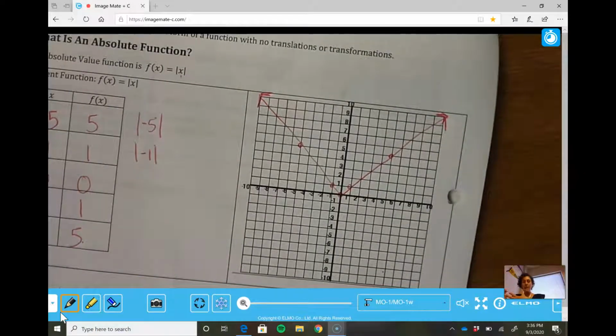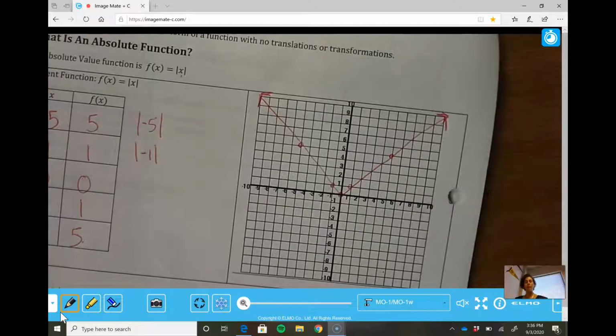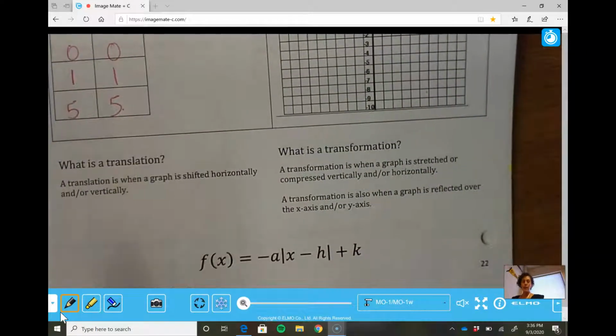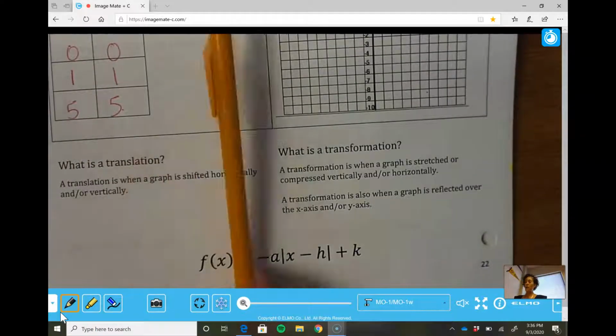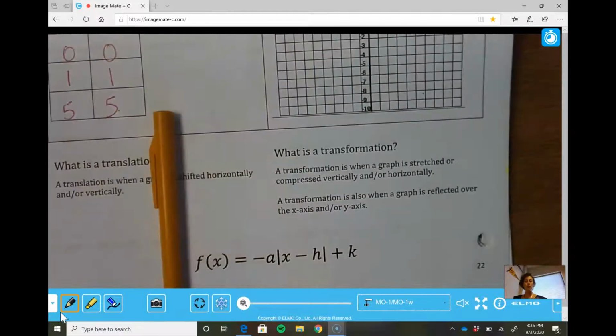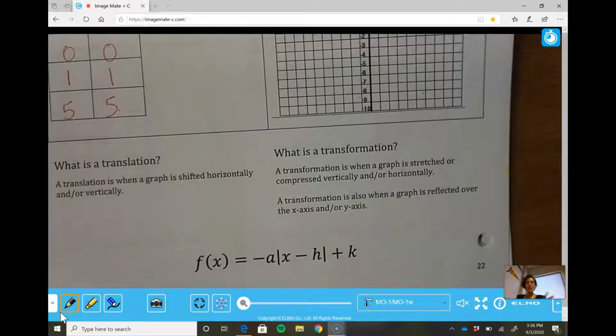So what's going to happen is we're going to take this parent function and we're going to start putting all these different letters with it. So we're going to move out of the vanilla ice cream and get into the different flavors that you have. So first, a translation is when you take something and you just shift it horizontally or vertically. So if I take this pencil and I move it left or right, or I move it up or down, that's a translation. A transformation is actually when you stretch it out.